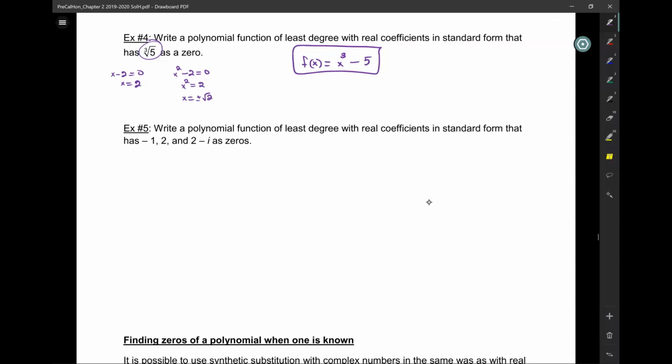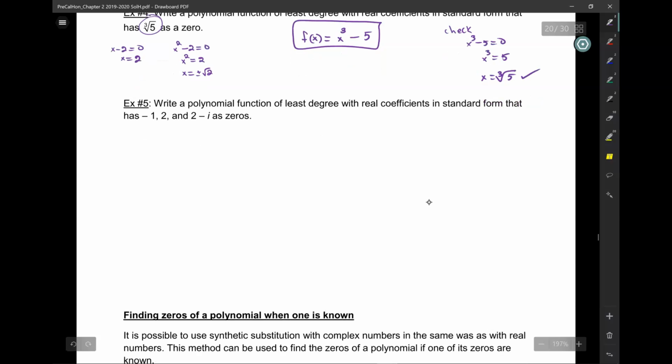Okay? And if this shows up on a test or a quiz, I'm not really looking for any work because, you know, it should just be a mental thing. And then it's either right or wrong. Okay? So if you want to check, right, x cubed minus 5 equal to 0, sure enough, x is cube root of 5. Okay? Now, take a look at this one.